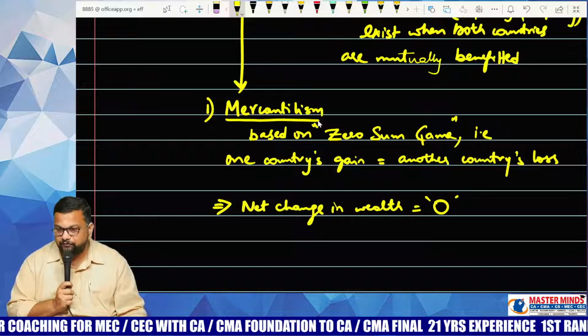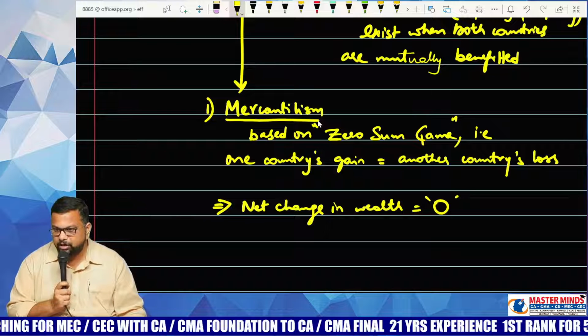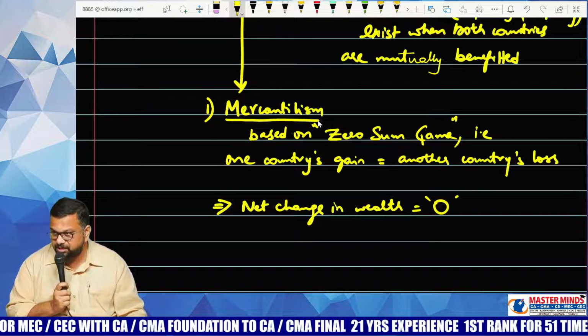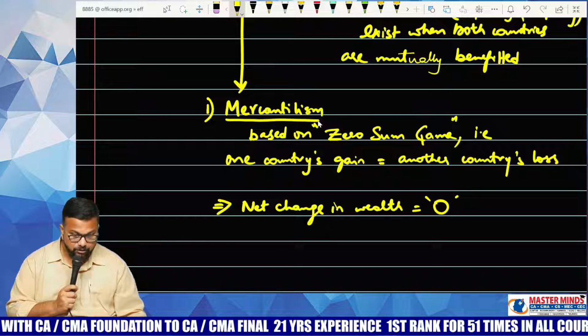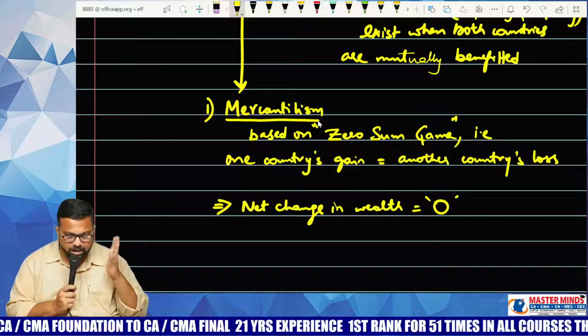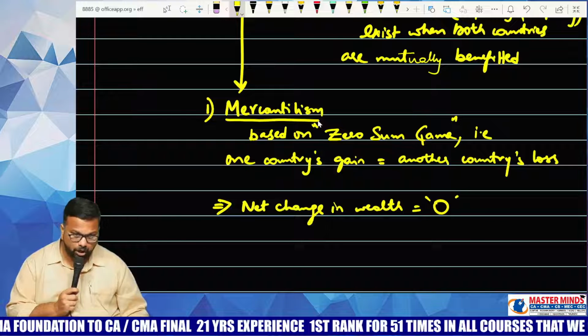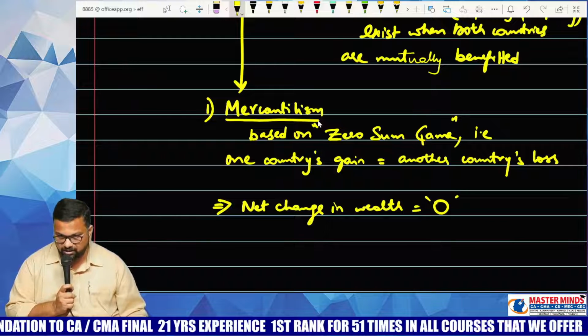So if the wealth of England increases by 100 crores, that means the wealth of India will decrease by 100 crores. Plus 100, minus 100 equals 0. Nothing but a zero-sum game. So under mercantilism, only the exporting country will be benefited.